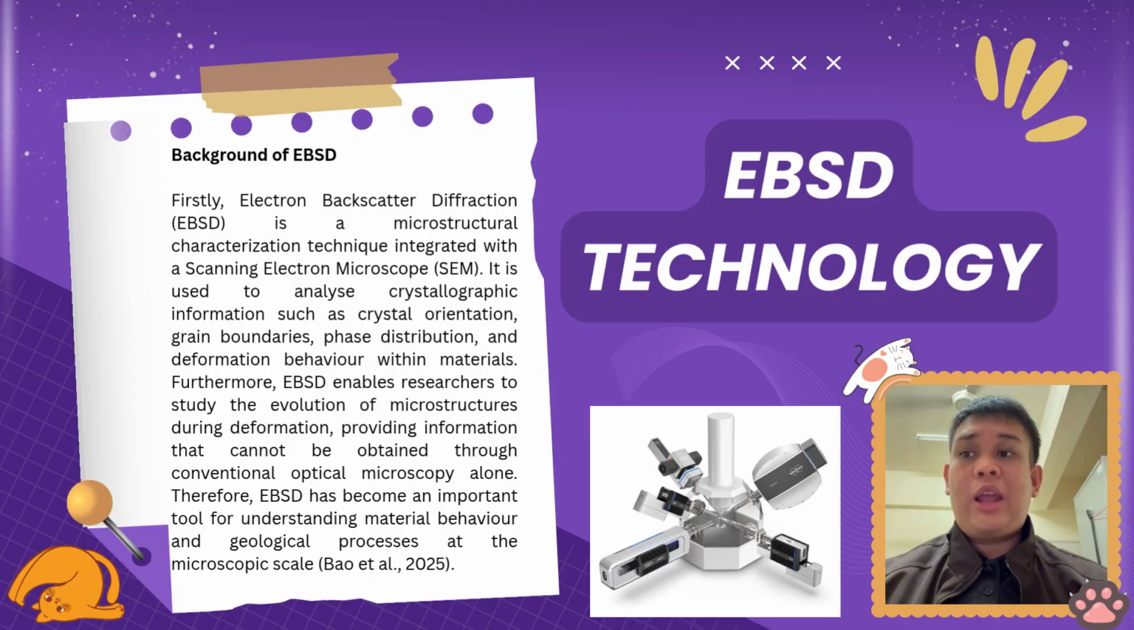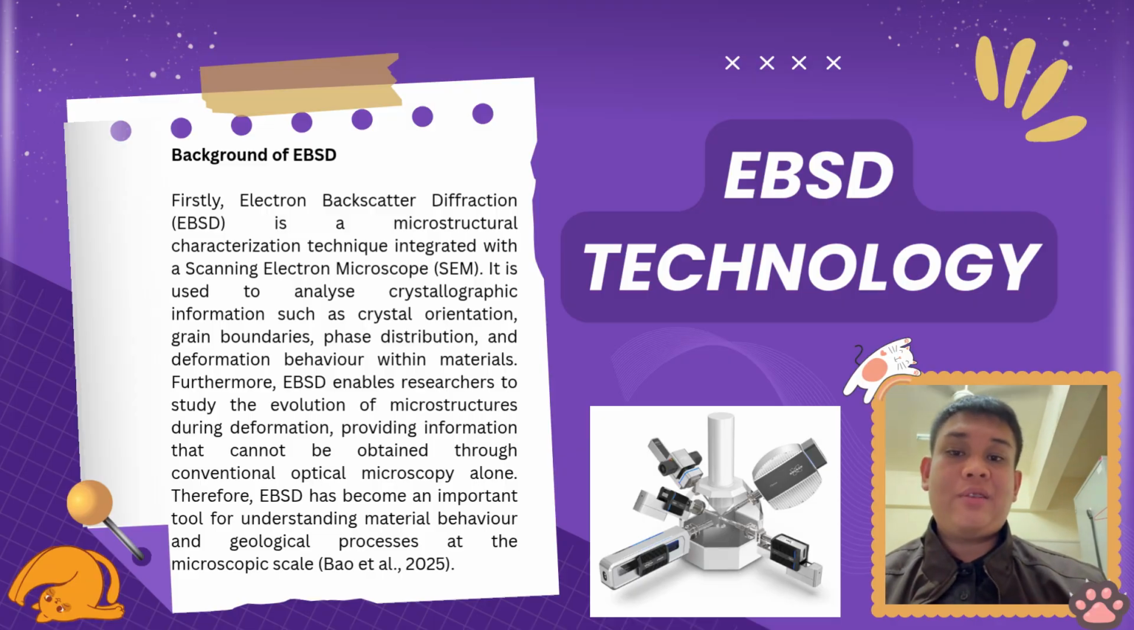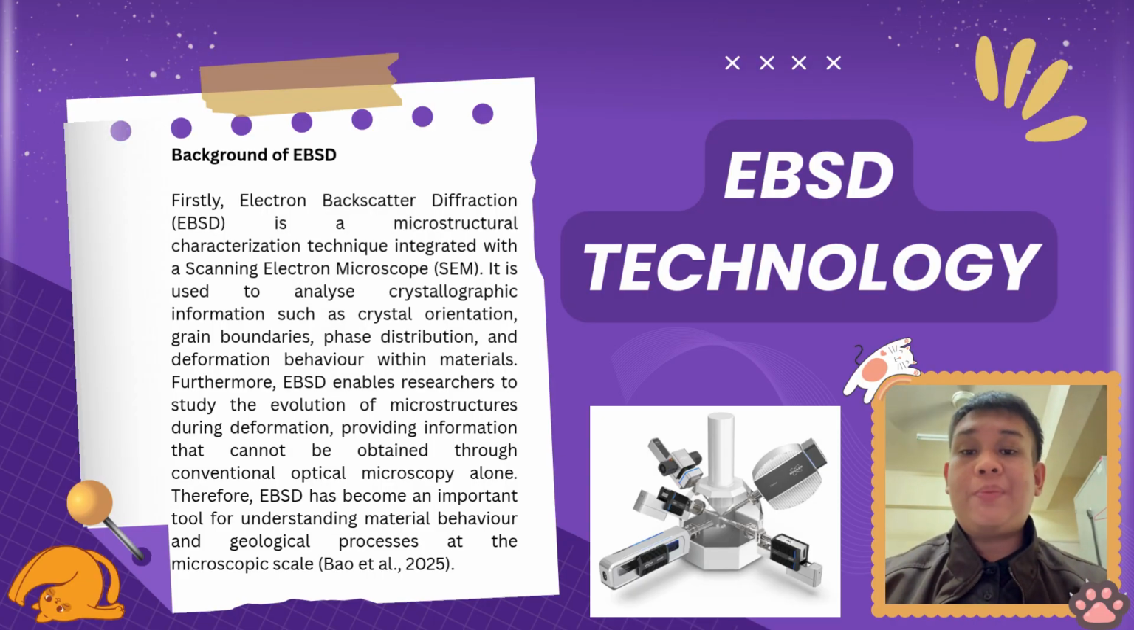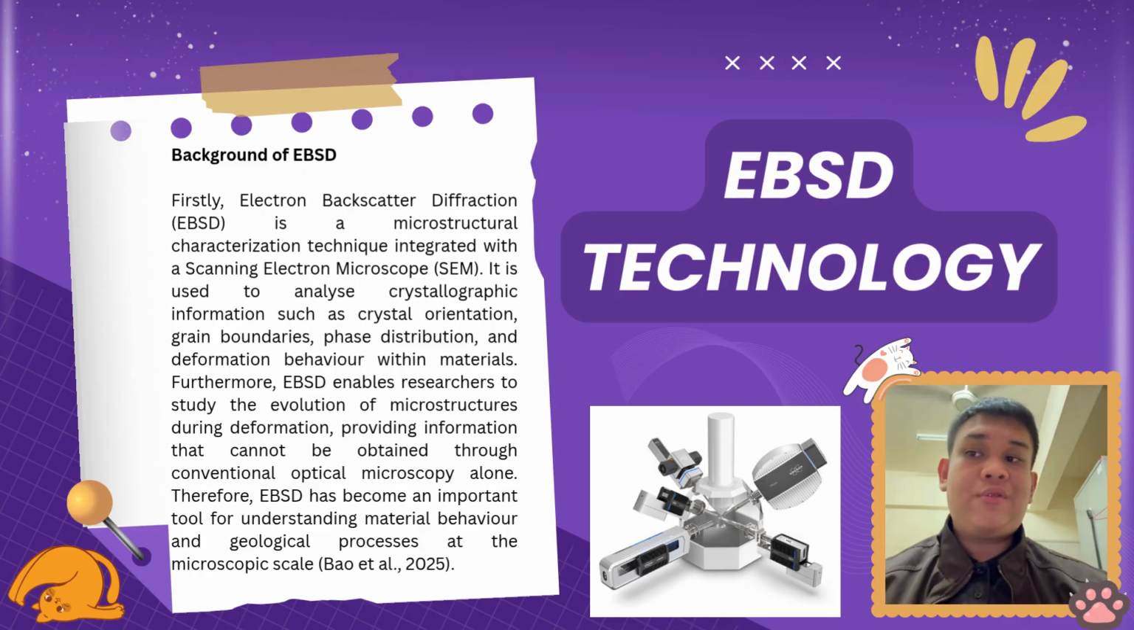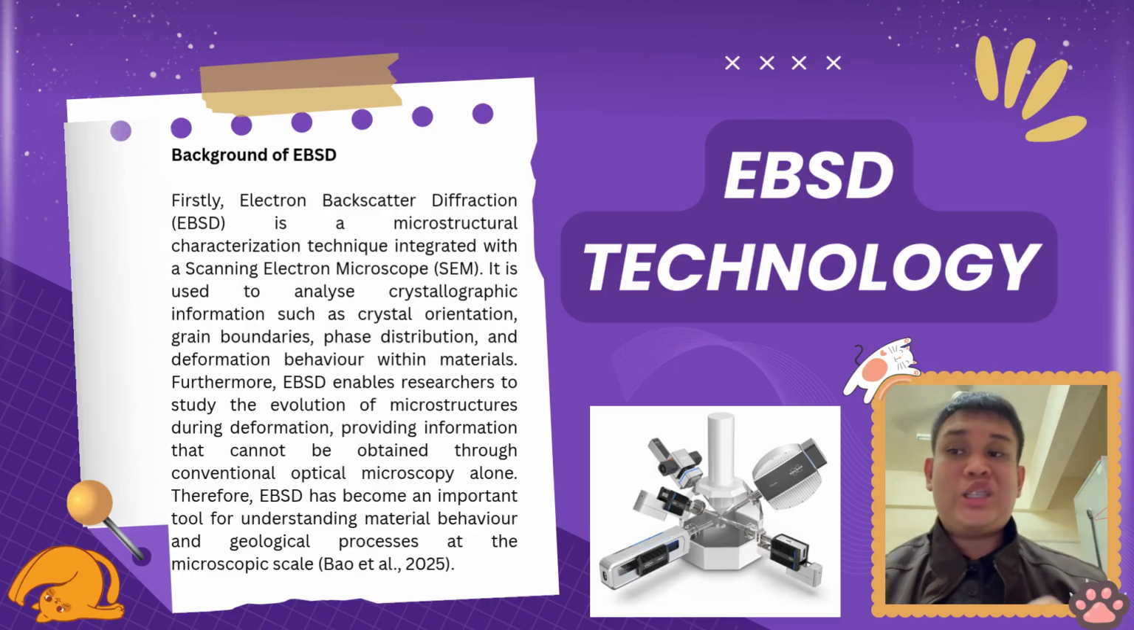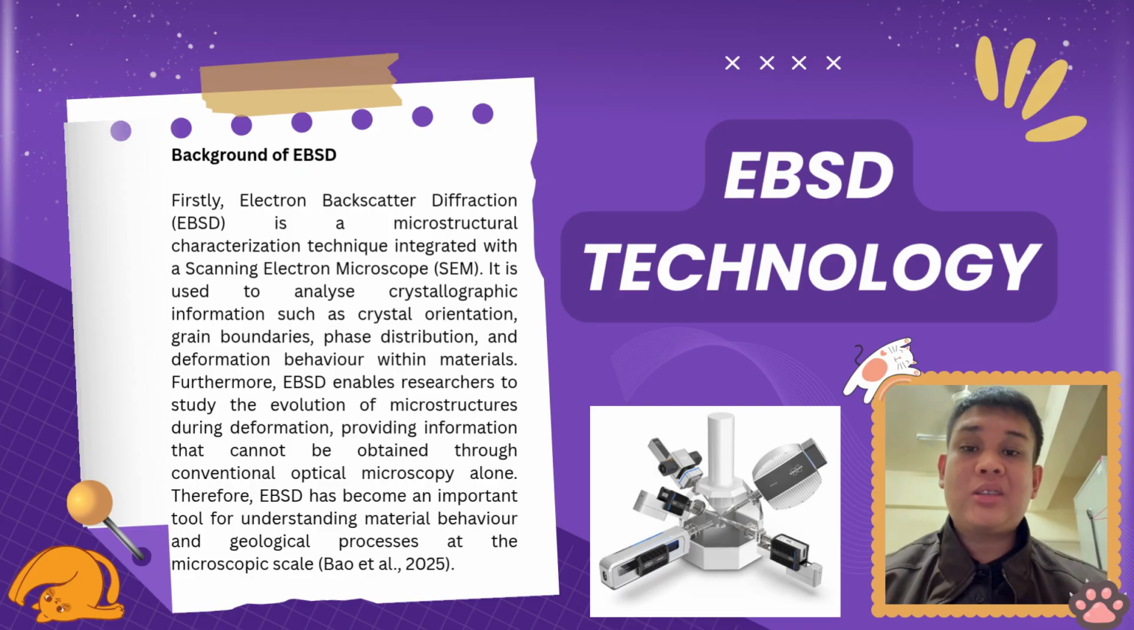Hi, for this slide, I would like to talk about the electron backscatter diffraction technology. So let's go to the background. Firstly, electron backscatter diffraction is a microstructure characterization technique integrated with a scanning electron microscope. It is used to analyze crystallographic information such as crystal orientation, grain boundaries, phase distribution, and deformation behavior within materials.